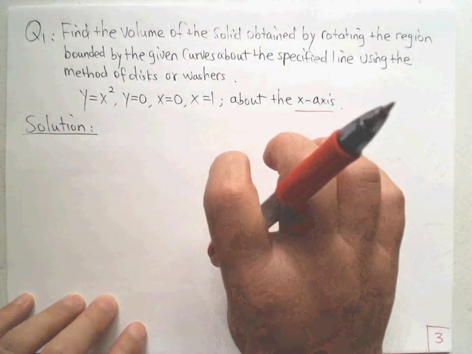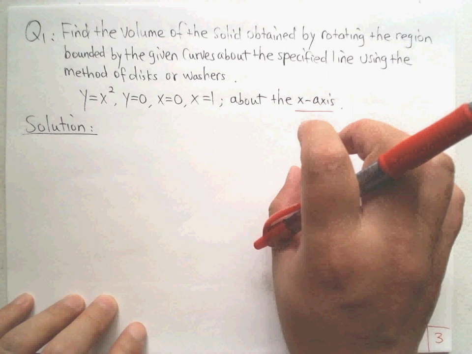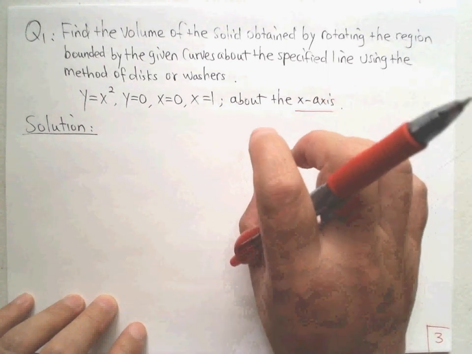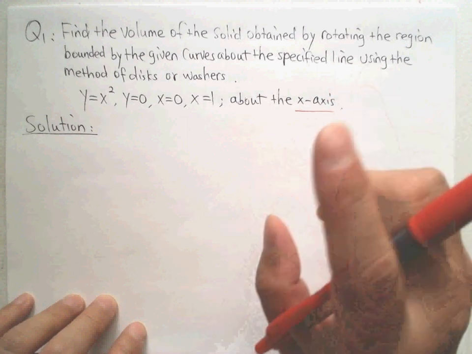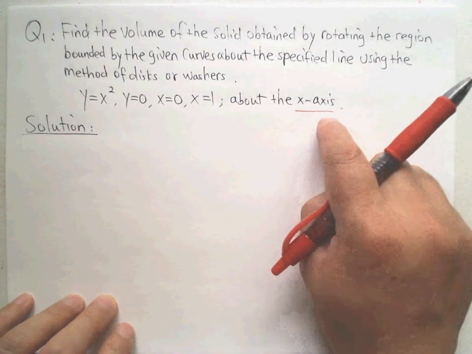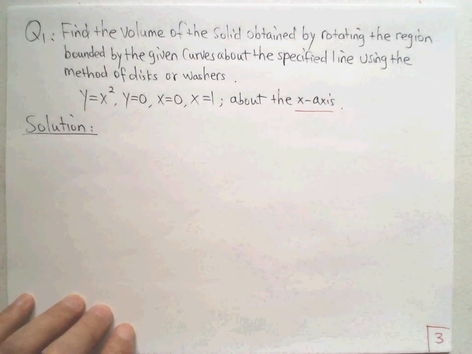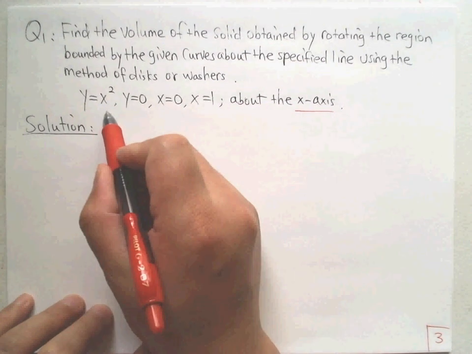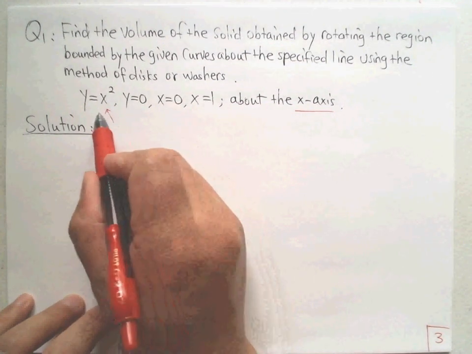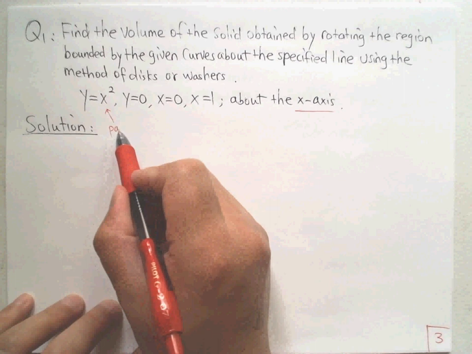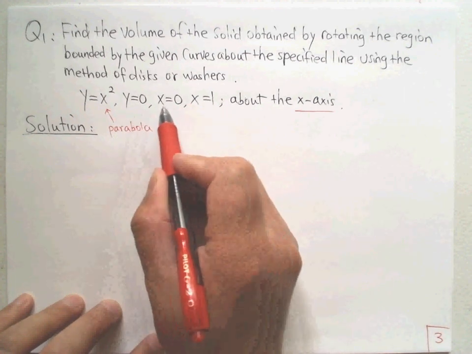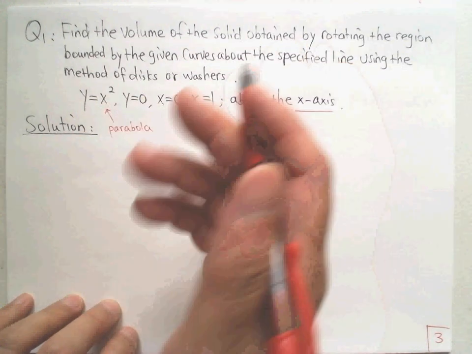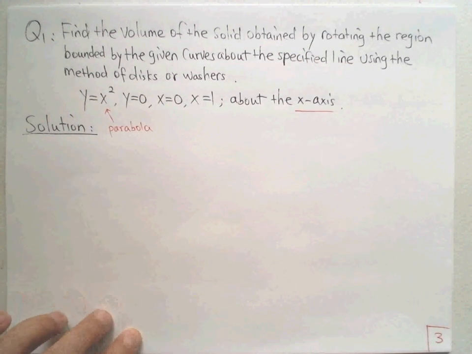If we can find a hole in the middle of the region, that's a washer. If there is no hole in the middle, that means it's a disk. So it's either one of them. What is the region? I need to draw the graph by myself. The first one is a parabola, and the others are straight lines. So these are the four sides, and now we're going to draw the graph.